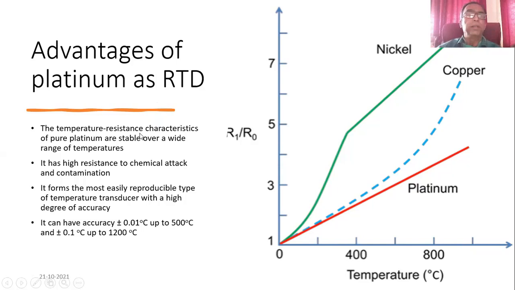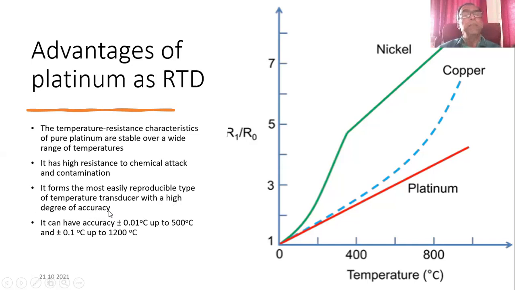The temperature resistance characteristics of pure platinum are stable over a wide range of temperature. That's what we have seen just now. It has high resistance to chemical attack and contamination. So even if this RTD is used for measurement of temperatures of different chemicals, its performance is not affected much. It forms a most easily reproducible type of temperature transducer with a high degree of accuracy.